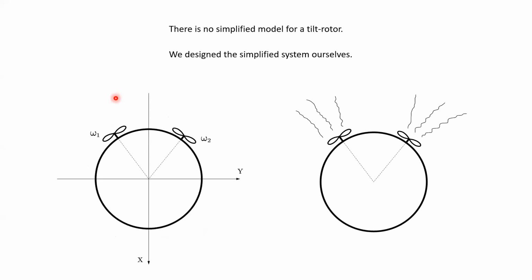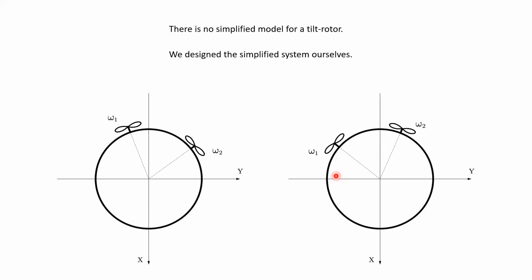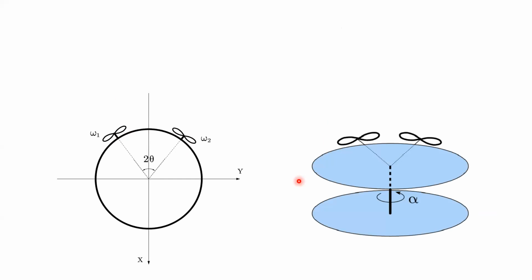This is a 2-dimensional robot. There are 2 propellers to generate thrusts. Different from the conventional vehicles, this vehicle can tilt along this direction. So the direction of each thrust can change together. It may change the direction of the thrust like this. There are three inputs. They are the angular velocities of the left propeller, omega 1, the right propeller, omega 2, and the tilt angle, alpha.